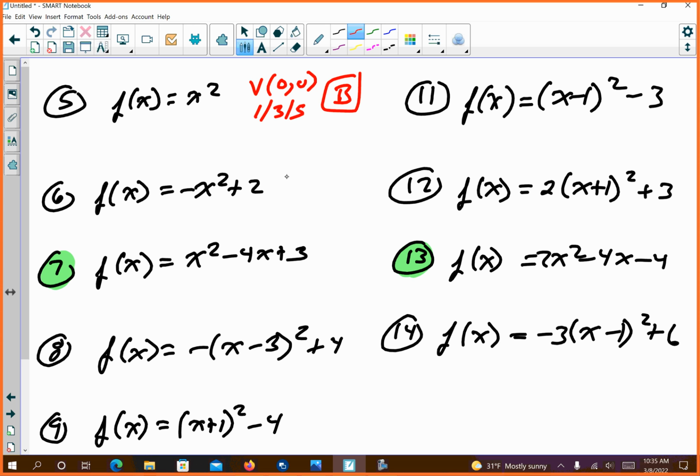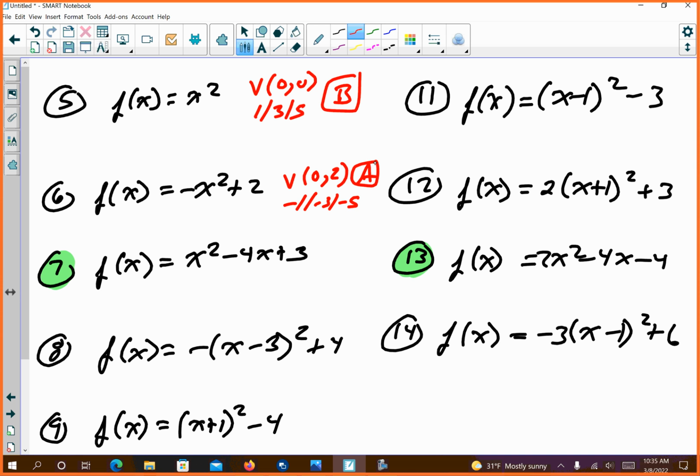Second problem, it appears to have a vertex at 0, 2, and it's going down, so my pattern graph's doing this. So let's find the one that goes up 2, but it's opening downward. Looks like I have a couple opening downward, but I think letter A is the only one that has that vertex with that pattern graph. And again, what I would do is I would cross off letter A and then move on forward.